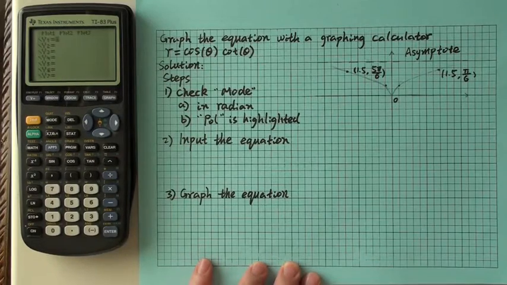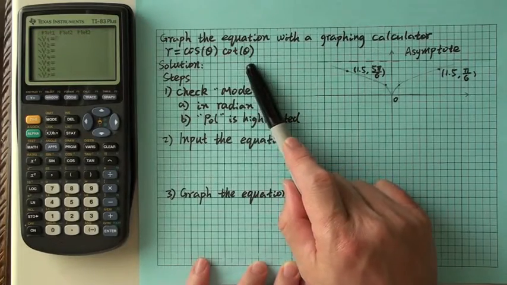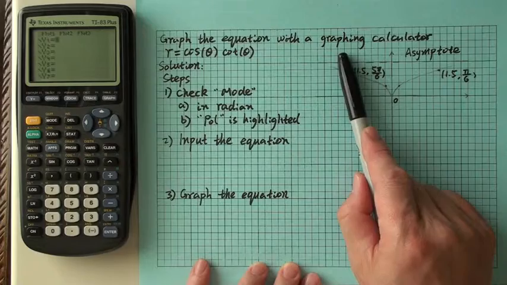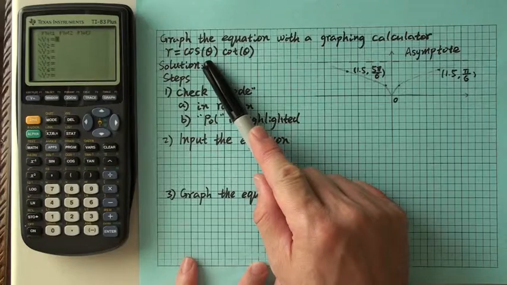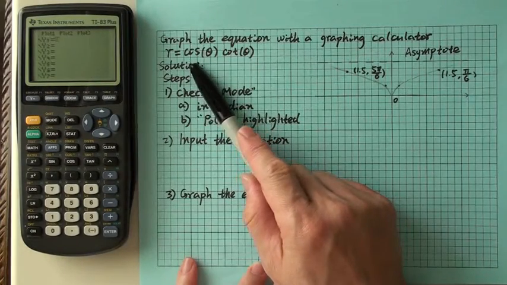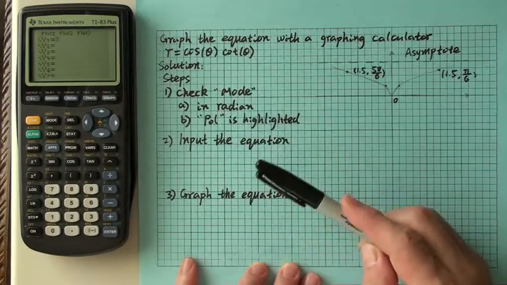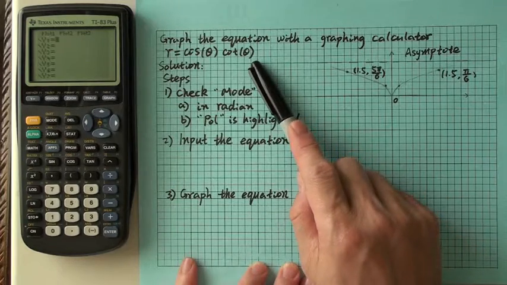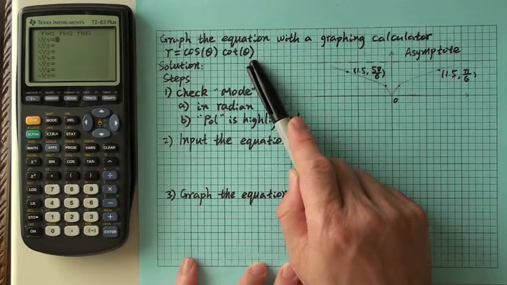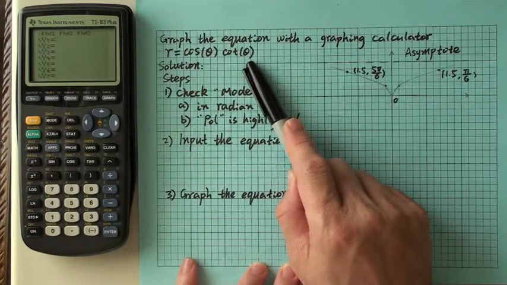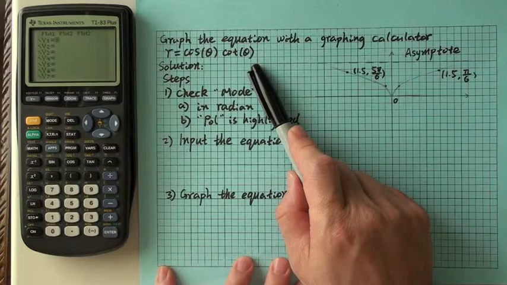In this lecture, let's talk about how to graph a polar equation by using a TI-83 calculator. And you see, here is the polar equation: r equals cosine theta times cotangent theta. How are we going to graph that? We have seen how to graph this without using the calculator, but since we have the calculator, why not just use it?